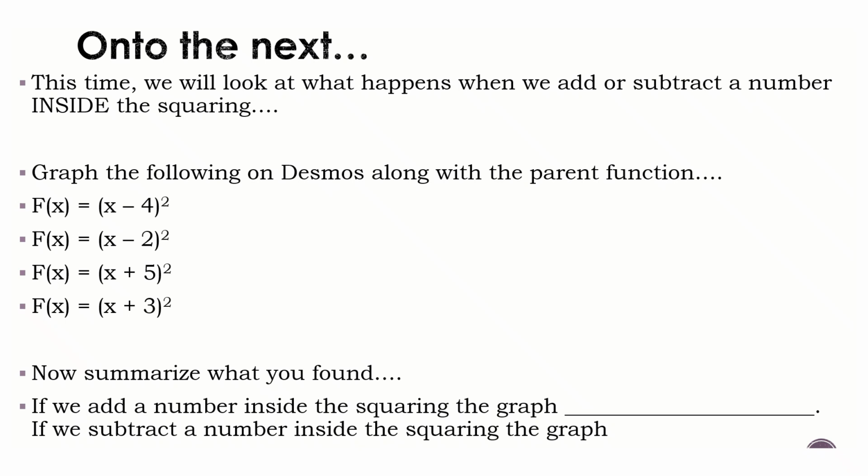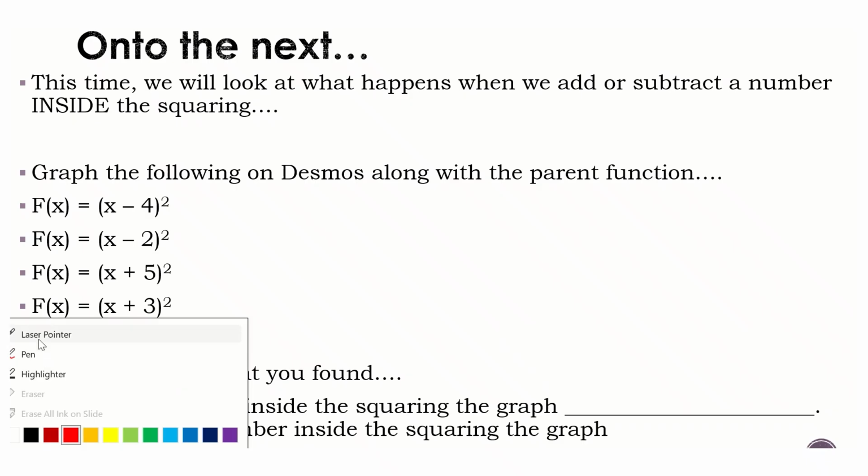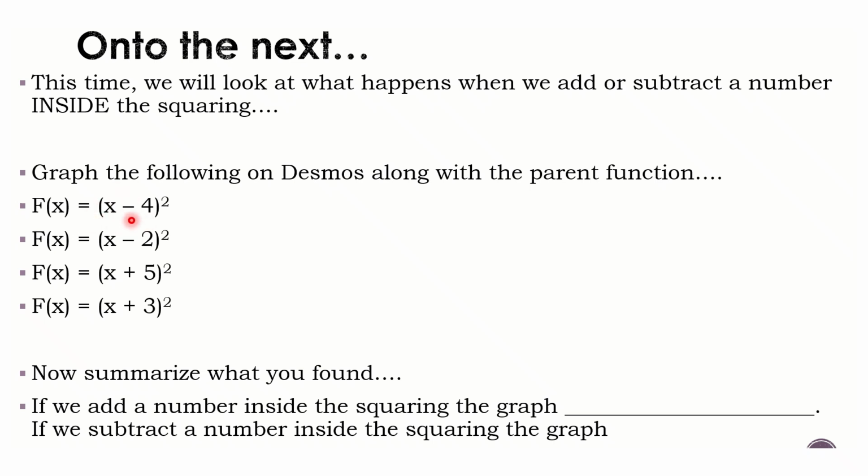So this time we will look at what happens when we add or subtract a number inside the squaring. And you're like, well, what do you mean inside the squaring? Well, I mean this, where now we are adding or subtracting, but it's inside the squaring with the x. So we're doing x, we're subtracting 4, and then we're squaring it. So it's really an order of operations thing. Now we have something inside the parentheses. So we would take the x, we would subtract 4, and then we would square the result, as opposed to outside where you would square the x and then subtract 4.